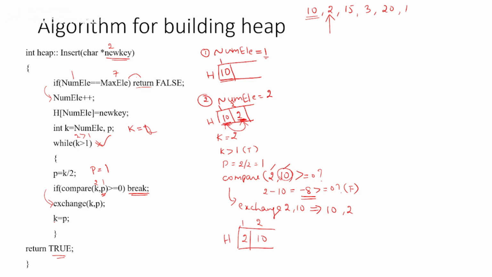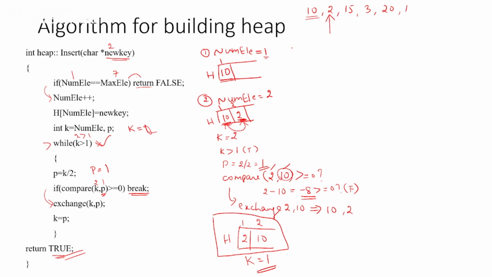Then after that make k is equal to p. Now your k is nothing but 1. Okay, p is equal to 1, right? So k will be equal to 1. So once again go back to your while loop. Whether k is greater than 1, false. So it will come here and it will return true. So this is your heap now after the second step.